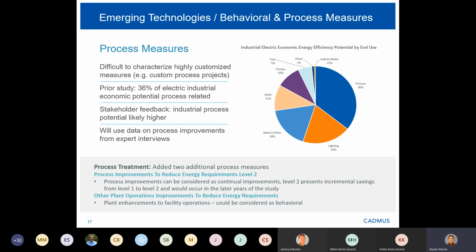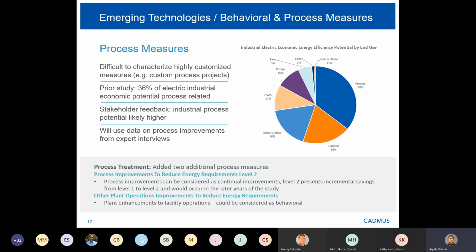Within the potential study context, it is difficult to characterize a very customizable measure that is very specific to one facility. And so that's always been a challenge for potentials assessments. And in the prior study, 36% of the electric industrial economic potential was process related.